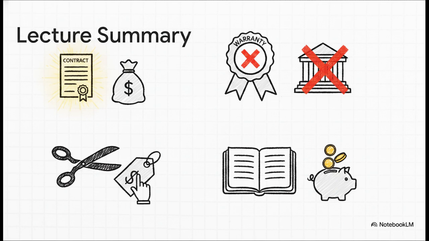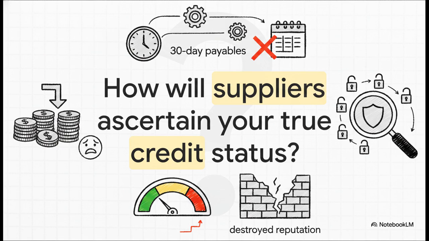Before we wrap up, I'll leave you with this final thought to ponder. If your future business consistently fails to pay its 30-day trade payables, how will suppliers quickly ascertain your company's true credit status? Keep in mind, mastering payables isn't just some academic exercise to pass FAR210. Proper disclosure of payables allows suppliers to monitor you, and failing to manage them can literally destroy a company's real-world credit reputation.